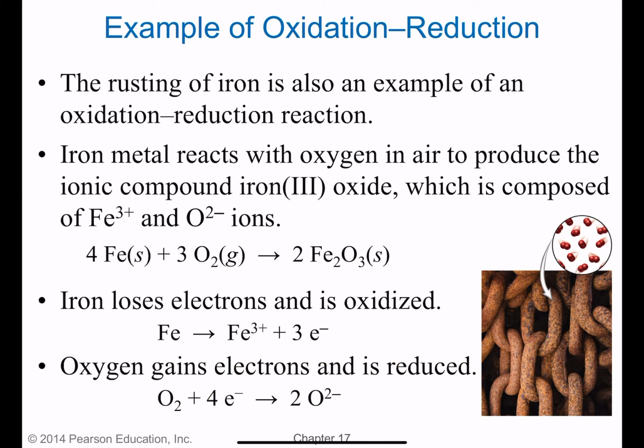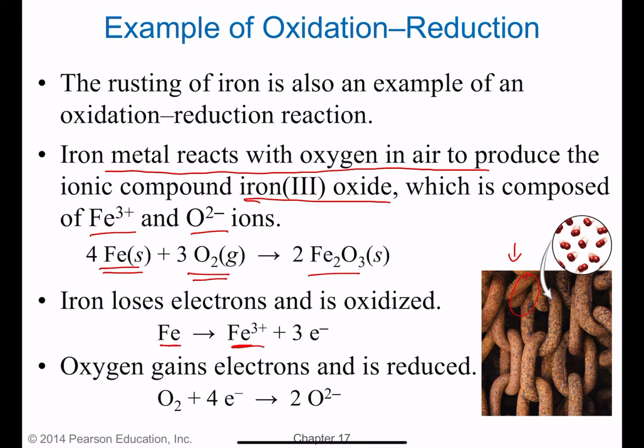The rusting of iron is also another very common everyday example. So iron will react with oxygen in the air to produce iron 3 oxide. So we've got iron 3 and then the oxide ions. Here's your neutral iron. So that's kind of like the chains before they rusted. This is oxygen gas from the air, making the iron 3 oxide, which is the rust that you actually see in the picture. But what's happening here is the iron is losing electrons. So we're going from the neutral iron to the iron that's charged, and here are the 3 electrons being lost.